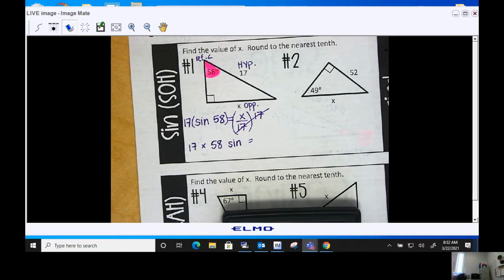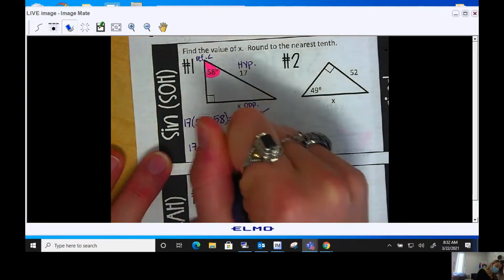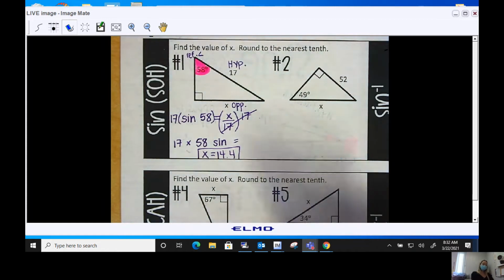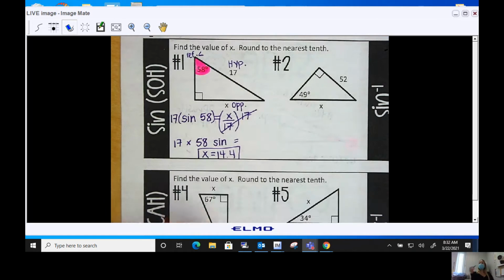All right, so your answer should be 14.4. Yes, everybody get that when they put it in your calculator? All right, good. So my answer is x equals 14.4. And a really easy way to check is just to look at the picture. My hypotenuse is 17, so this side over here is 14.4. It should be something pretty close to the same number. You shouldn't get some number really crazy. As long as it's close, you know you've done it right.